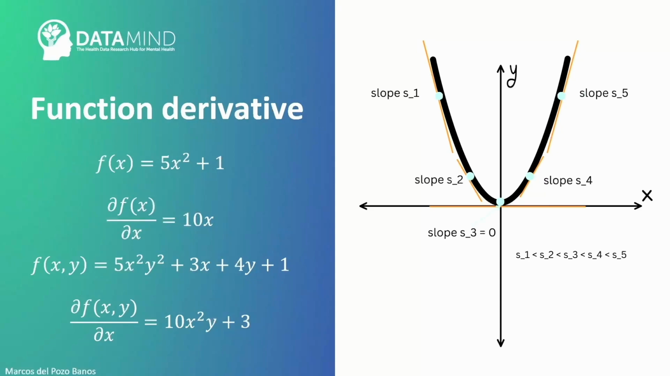And then, of course, we can have multiple variables. So in this case, we have f of x and y, and we can calculate the derivative of f with respect to one of those two variables. So in the example on the slide it will be with respect to x. And that will give us, again, the slope of f of x and y for a particular value of x.